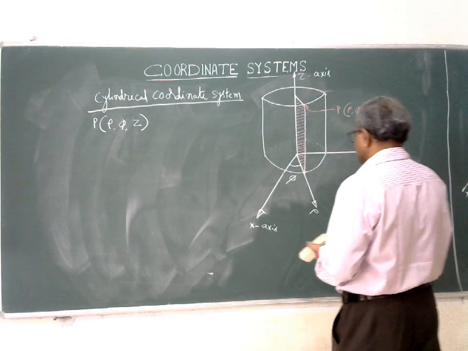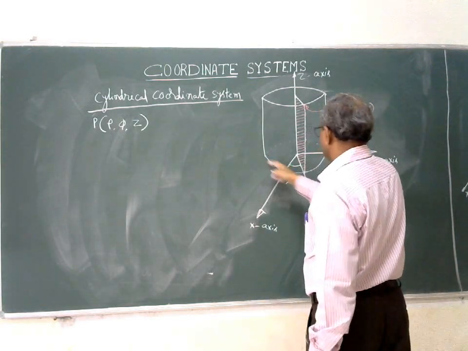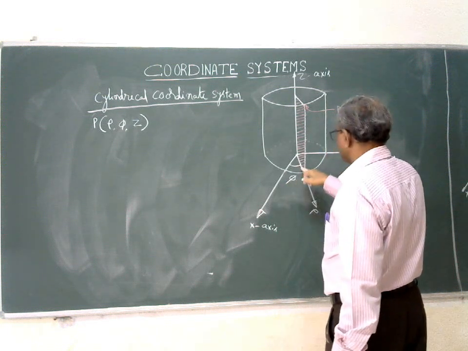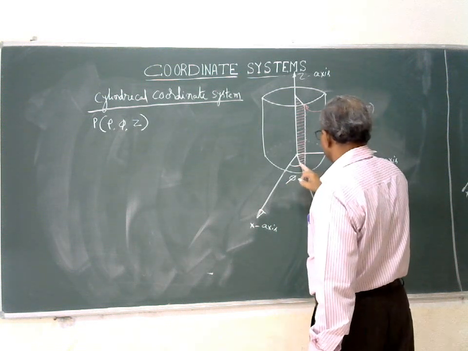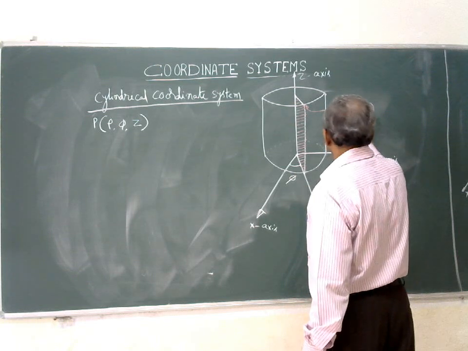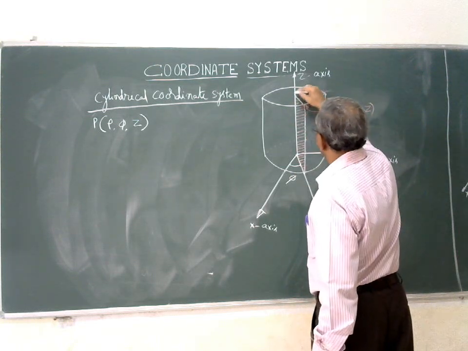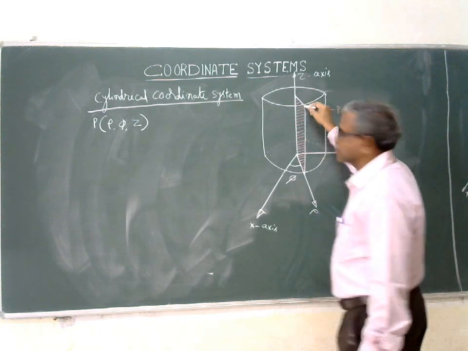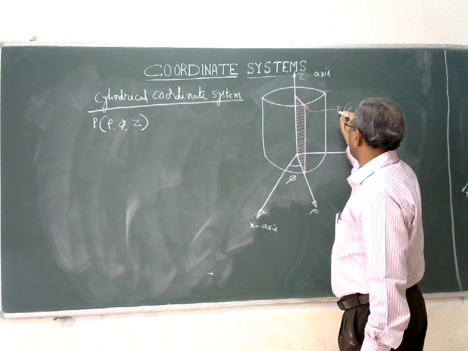Three surfaces. One is the circular cylinder. Next one is phi. Next one is z, the length along the z-axis. This is one more plane. The intersection of these three surfaces will give you point P.